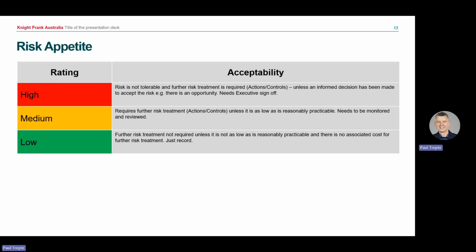Medium risks will also need further treatment unless it is as low as reasonably predictable. What this means is that if we were to put in control to lower the risk further, the cost of doing so to the business would be disproportionate to the actual risk. For example, to eliminate the risk of someone entering information into uppercase instead of lowercase, if we had to spend $500,000 on a software upgrade, then it wouldn't be proportional.